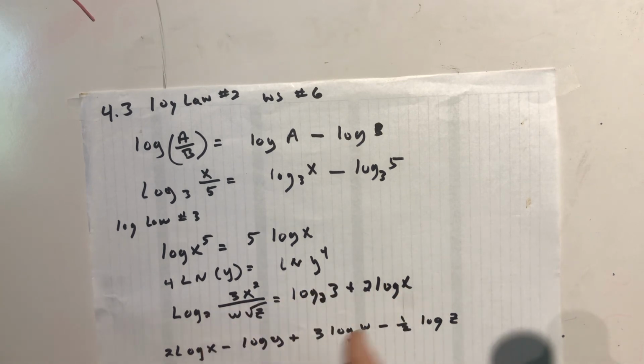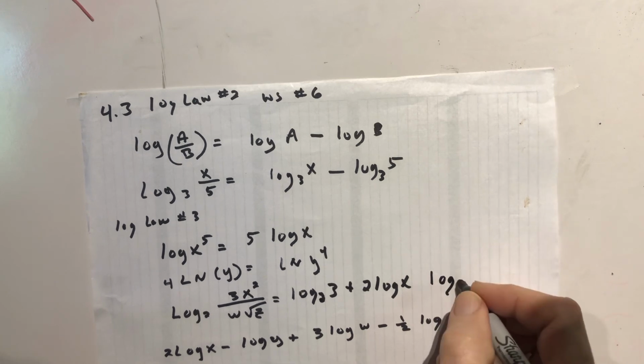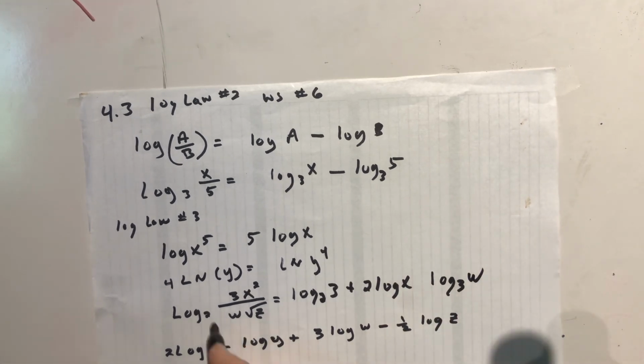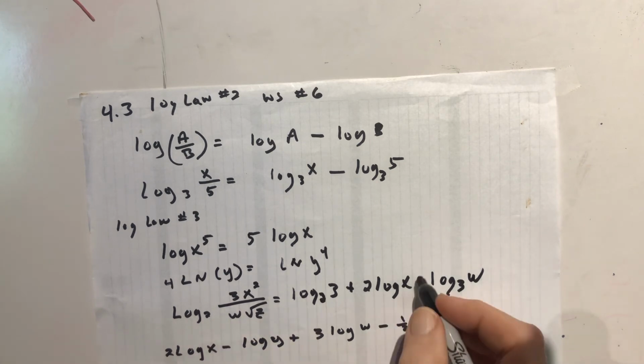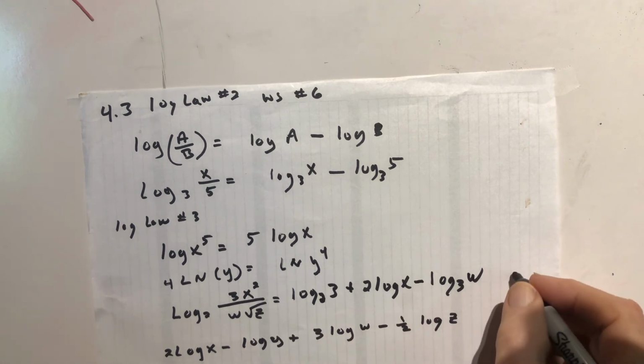Now we got to do the w. So it's log base 3 of w. It's on the bottom. That means you're dividing by w, so we have to put a minus sign. And the last one is a z. So it's going to be log z.